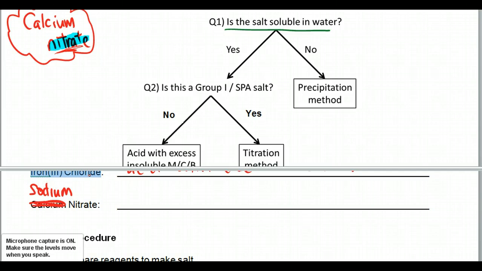Okay, sodium nitrate. So let's ask the first question. For sodium nitrate, is the salt soluble in water? Answer is yes. So we are down this arrow again. Second question to ask. Is this a group 1 or SPA salt? This is a sodium salt. So is it a group 1 or SPA salt? Answer is it is, because sodium is part of SPA under S. S stands for sodium. So which method do we use? In this case, it is a group 1 or SPA salt. Answer is yes. We will be using the titration method.